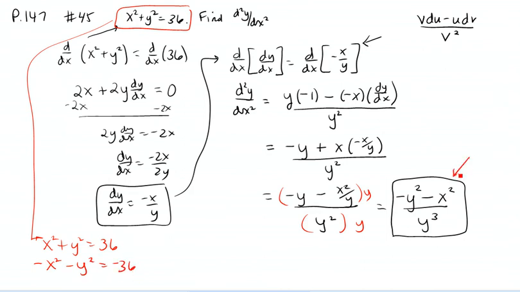Well, look at that numerator. That is negative x squared minus y squared. So I could make a substitution and write that as negative 36 over y cubed, which is an even simpler form of the answer. And that's what you'll see in the back of the book.